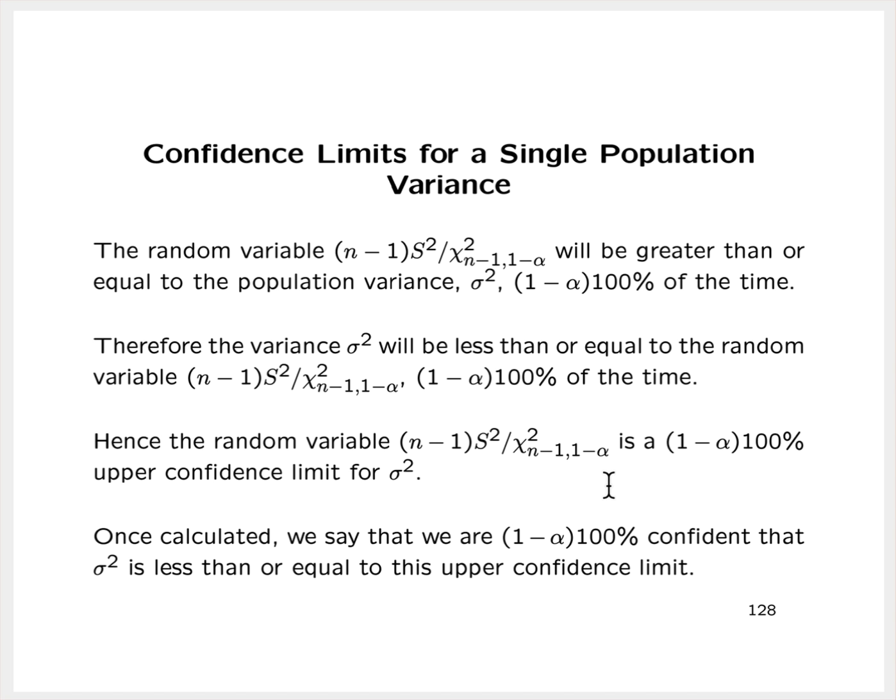And again, once we have our sample and calculated the sample variance, and then from that calculated this upper confidence limit, we say that we are 1 minus alpha times 100% confident that sigma squared, the population variance, is less than or equal to this upper confidence limit.